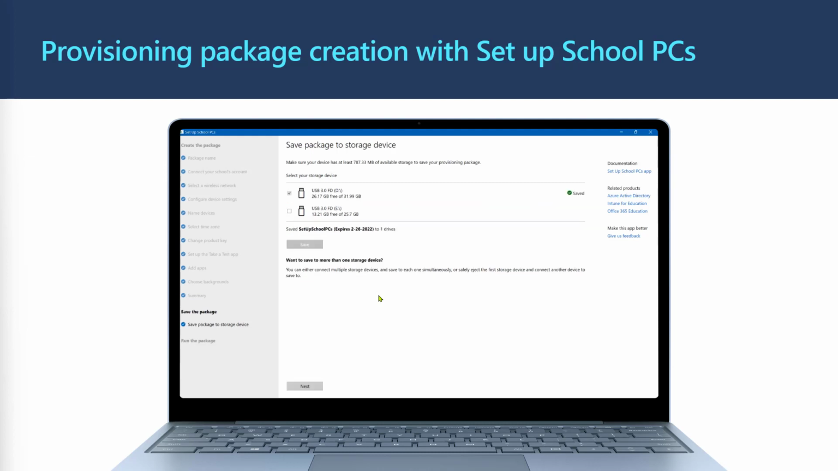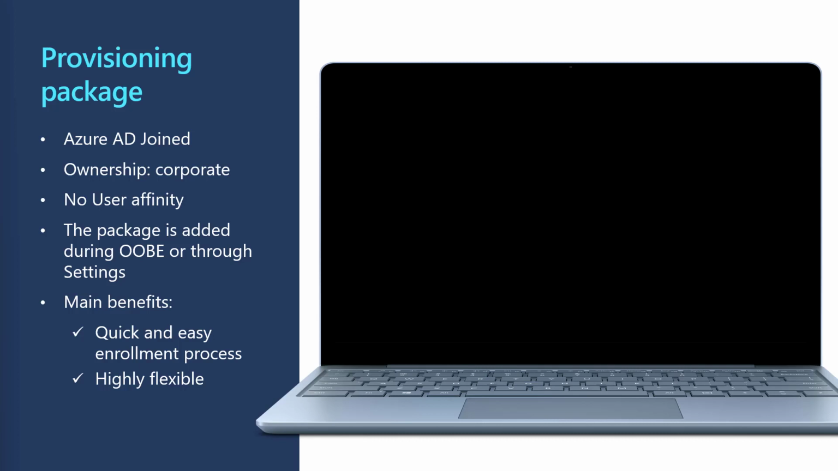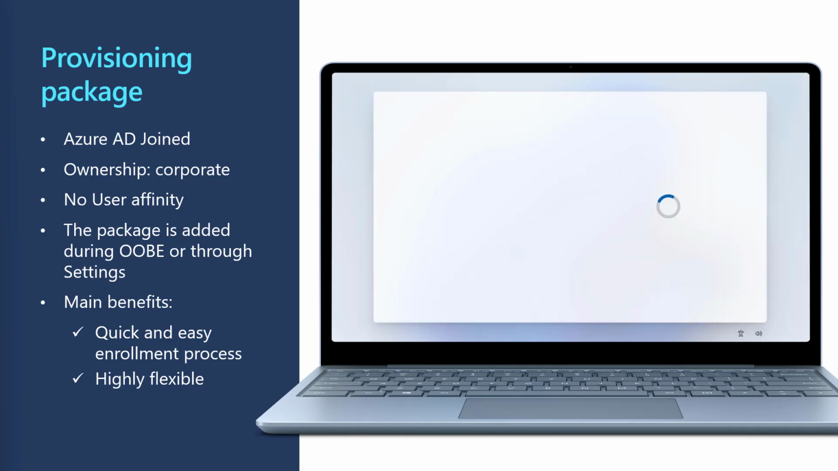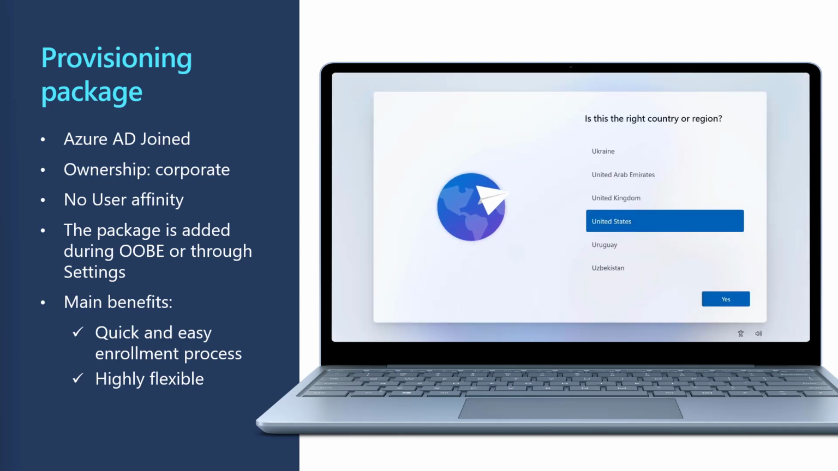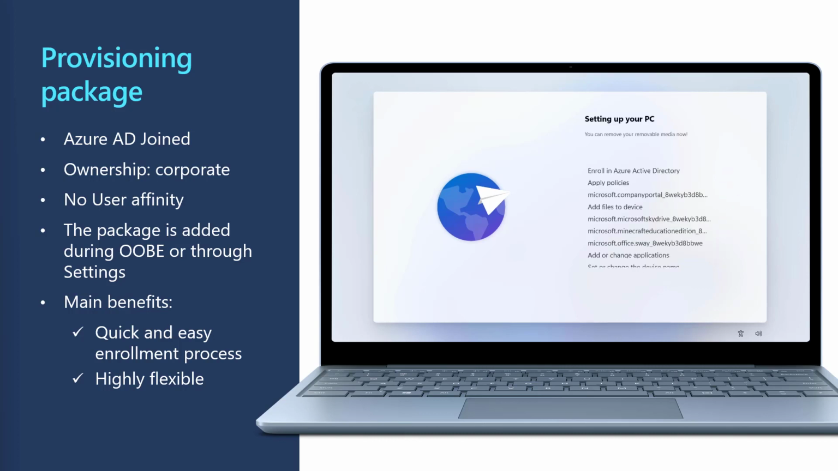And now that we have our package ready, we can grab a device that is in the out-of-box experience and plug the USB stick in. Here we turn our device on, and as soon as the OOBE is ready, we can then plug the USB stick in. The device will be parsing the provisioning package that is stored on the USB device, and for example, the device is now renaming, joining Azure Active Directory, and enrolling in Intune.